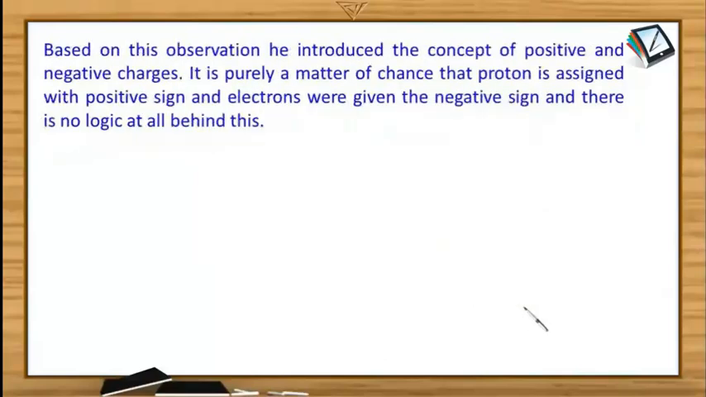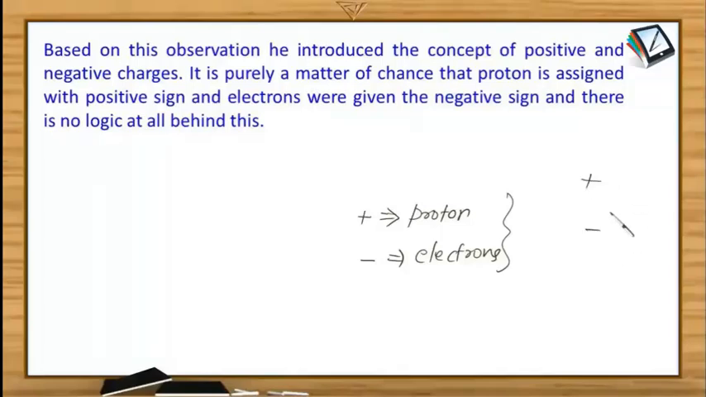And based on this observation, Benjamin Franklin introduced the concept of positive and negative charge. You must be already aware of that. Proton has the positive charge and electron has the negative charge. Benjamin Franklin observed that these two kinds of charges have a tendency to cancel the effect of each other. Then he decided that one of these charges must be given a positive sign and the other one must be given a negative sign, and then these positive and negative signs are to be used like numbers.